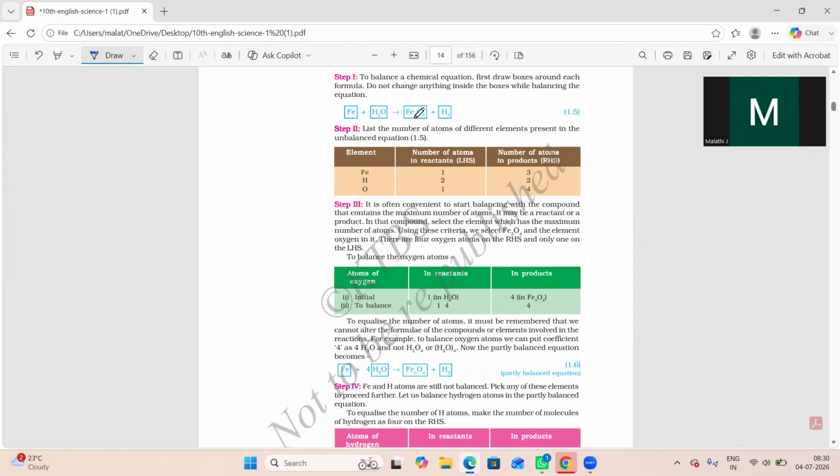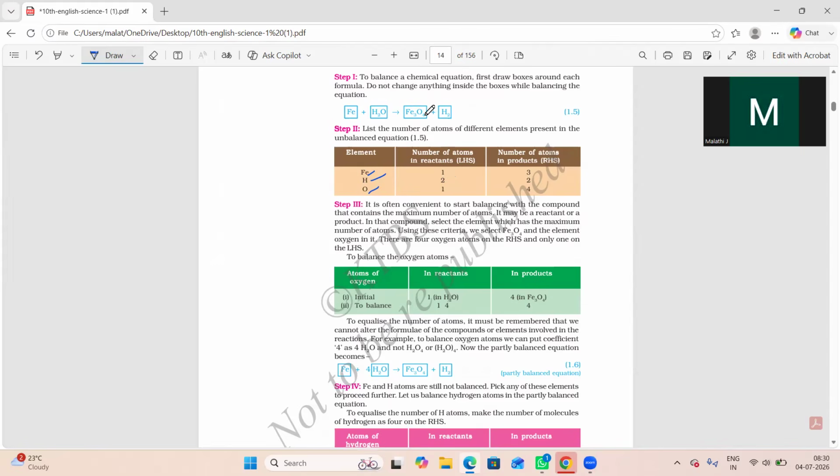Now list the number of atoms of the elements present in the unbalanced equation. You should observe this, it is the unbalanced equation. Then you should write the elements present: Fe, then hydrogen, then oxygen. Now write the number of atoms on the reactant side, the left side of the arrow. Fe is 1 atom, hydrogen is 2 atoms, oxygen is only 1 atom.